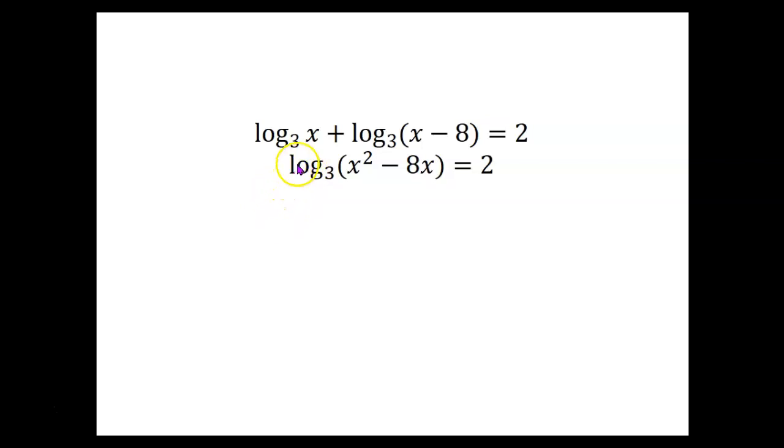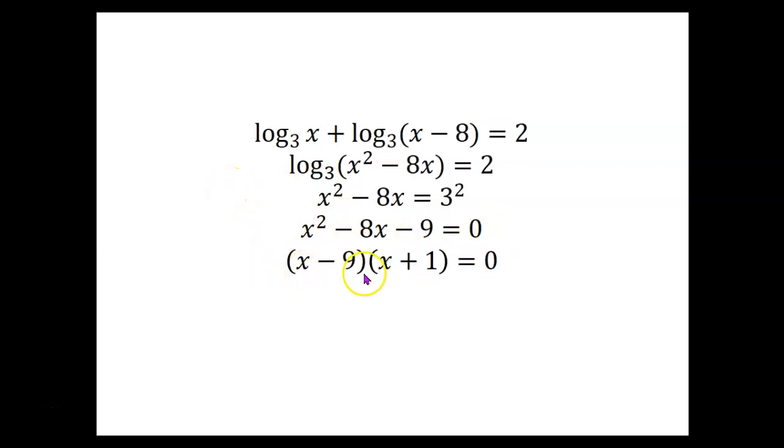3 to the log base 3 of something is just the something. So we're going to do that on both sides. 3 to this power equals this, and 3 to the 2 power, well, 3 to the 2 power would be 9. So x squared minus 8x equals 9. That's a quadratic equation. Get everything on one side. X squared minus 8x minus 9 equals 0. Now, factor: x minus 9 times x plus 1 equals 0. So x equals 9 or x equals negative 1.